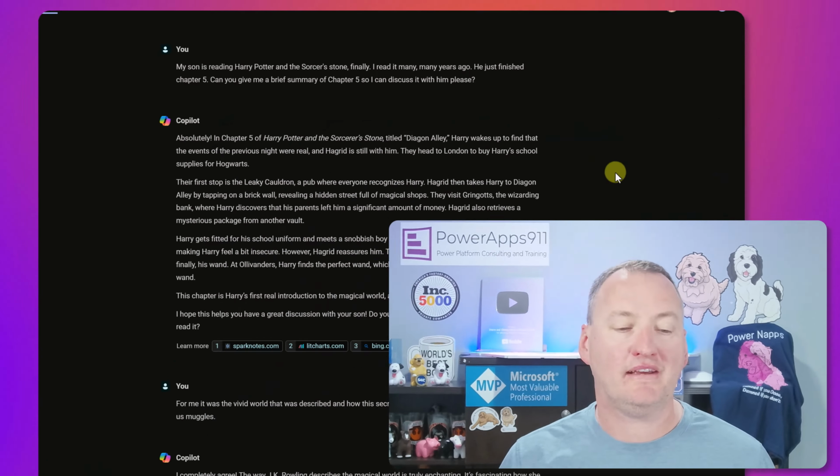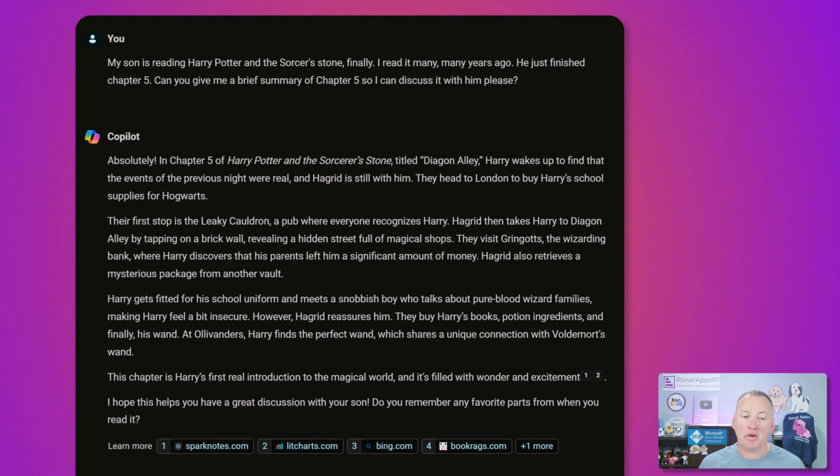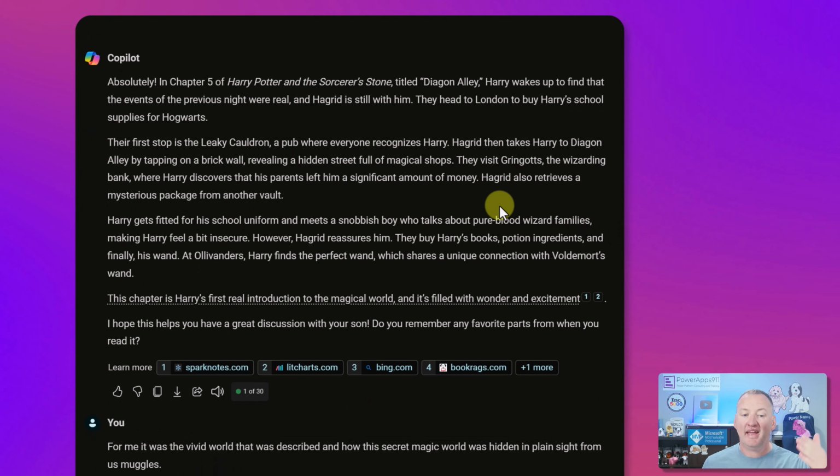So I'm going to say something like, hey, my son is reading Harry Potter and the Sorcerer's Stone. Finally. I read it many, many years ago. He didn't really need to know that, but I thought I'd say it anyway. He just finished chapter 5. Can you give me a brief summary of chapter 5 so I can discuss it with him, please? And you can see that it's like, yeah, hey, in chapter 5, here's what happened.